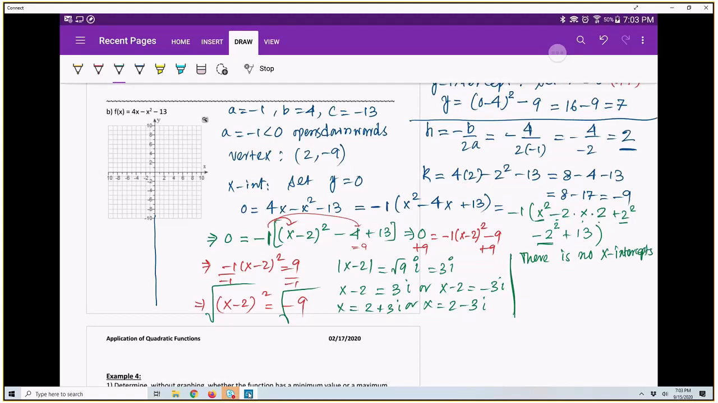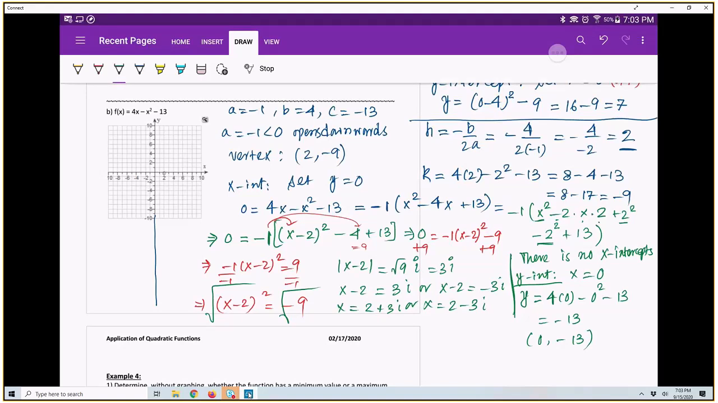But I'm going to find the y-intercept, and in order to find the y-intercept, we know the process. We're going to set x equal to 0. So if I do so, I get y equal to 4 times 0 minus 0 squared minus 13, which is simply negative 13. So the y-intercept is 0, negative 13. So now I can draw the graph. I know that the vertex of the parabola is 2, negative 9.